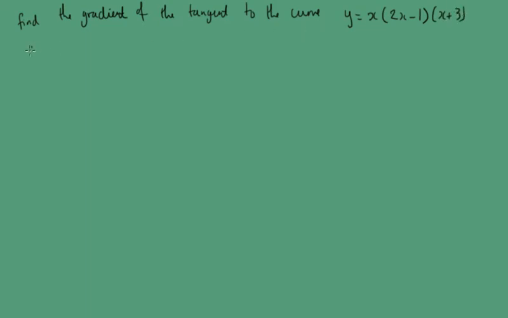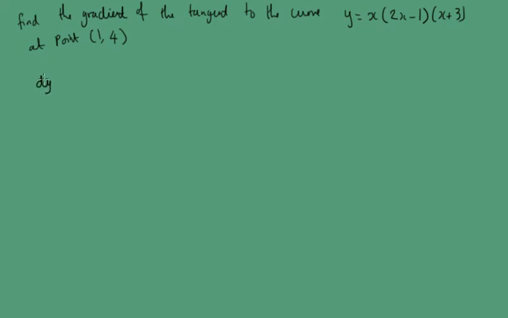Let's do a couple more. So we want to find the gradient of the tangent to the curve y equals x(2x minus 1)(x plus 3) at point (1, 4). So remember, if we want to find the gradient, we need to find the derivative of the curve.